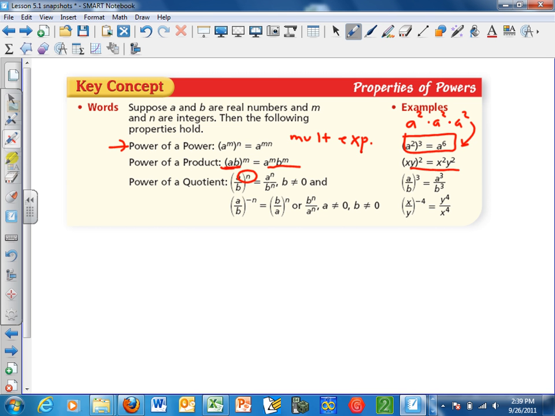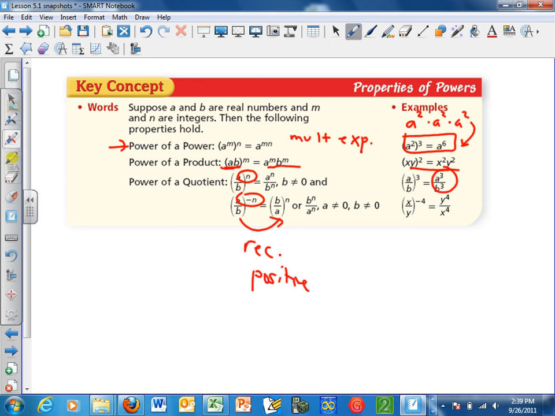Okay, if it's power of a quotient, the fraction, and if this exponent is positive, take the top and the bottom to that exponent. So a, take it to the outside power of 3, same thing with b. In this case, it'd be a to the third, b to the third. If it's a negative exponent, and it's a fraction it starts out with, you want to change to the reciprocal, and then make the exponent positive in that process.